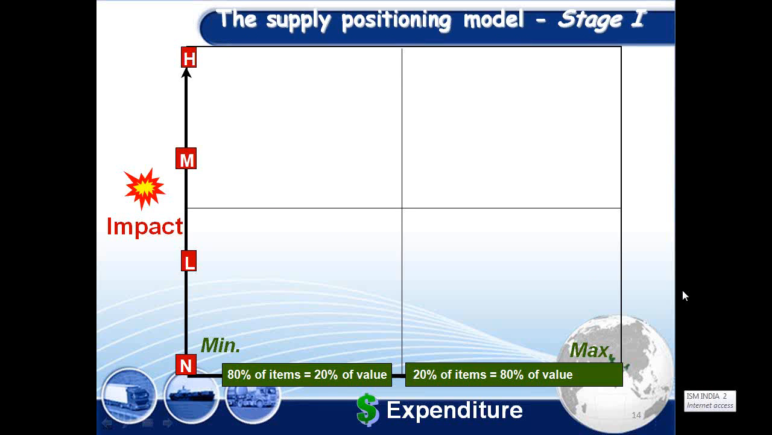Now with this supply positioning model, you're trying to position the supplier based on expenditure and based on impact. I showed you earlier the 2 by 2 matrix of Peter Kraljic. So Peter Kraljic was the key founder of developing this supply positioning model, SPM we could call it.